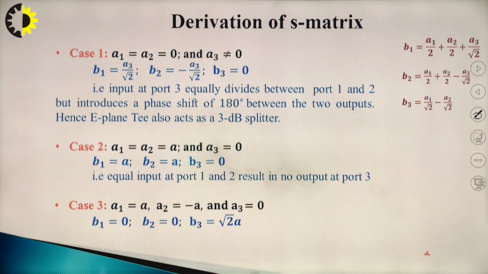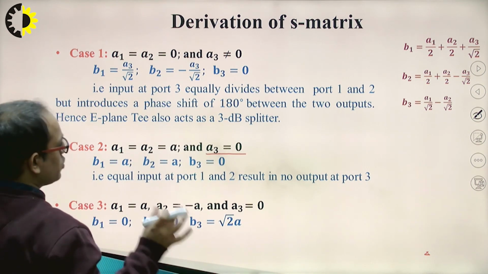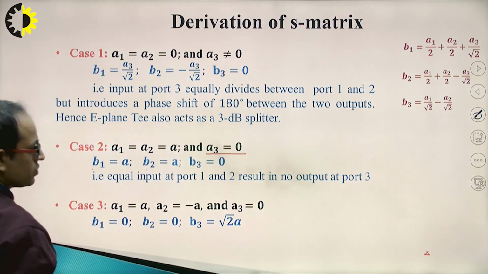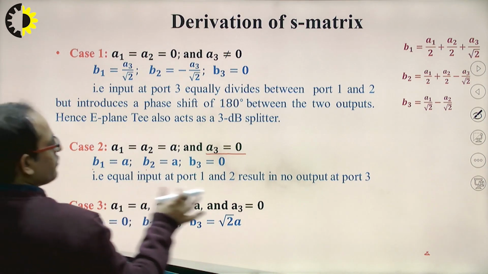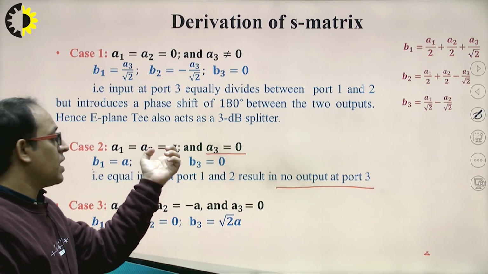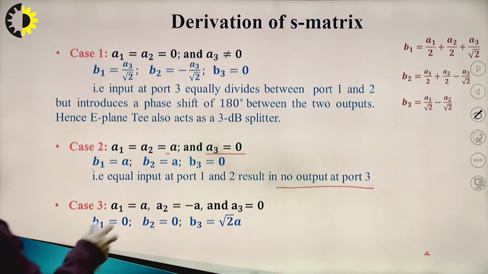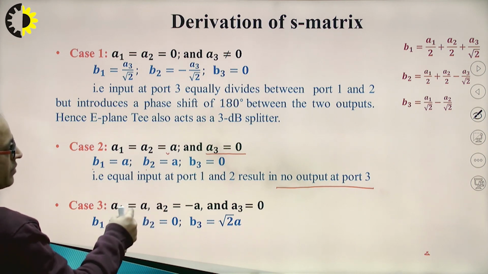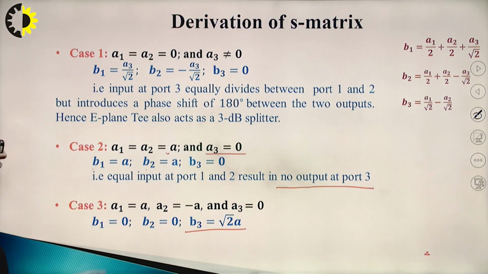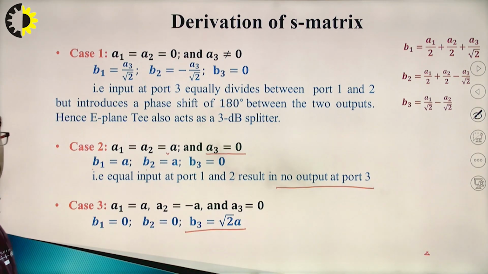For the second case, let's say the input at port 3 is equal to 0, and A1 and A2 are equal to A. Then B1 equal to A, B2 equal to A and B3 equal to 0. It means there will be no output at port number 3, because both have the same amplitude with the same phase, so the output will be 0. If both inputs A1 and A2 have the same amplitude but opposite phase, then the output will be a combination of this one. Clear? That will be B3 equal to root 2 multiplied by A.